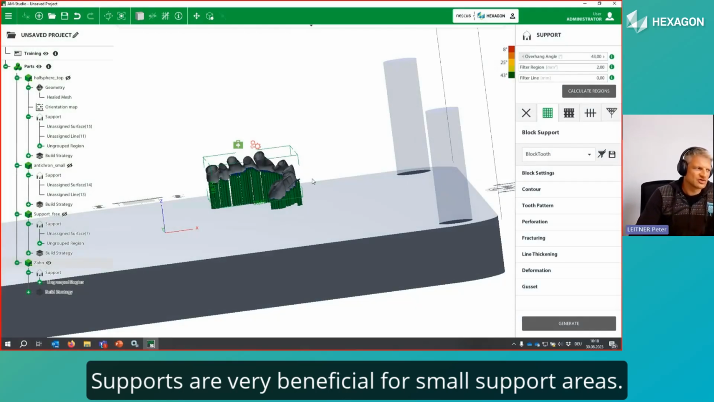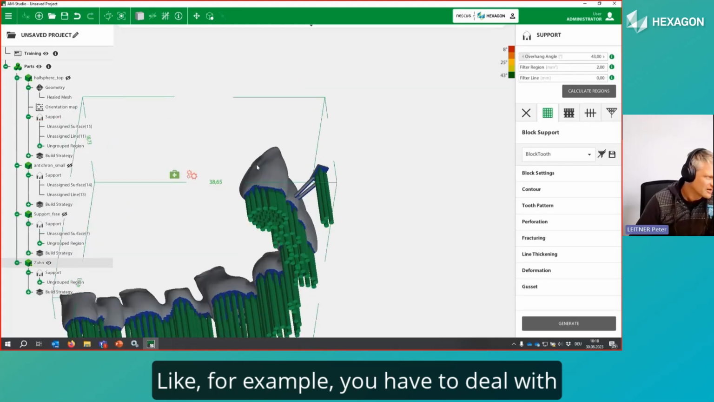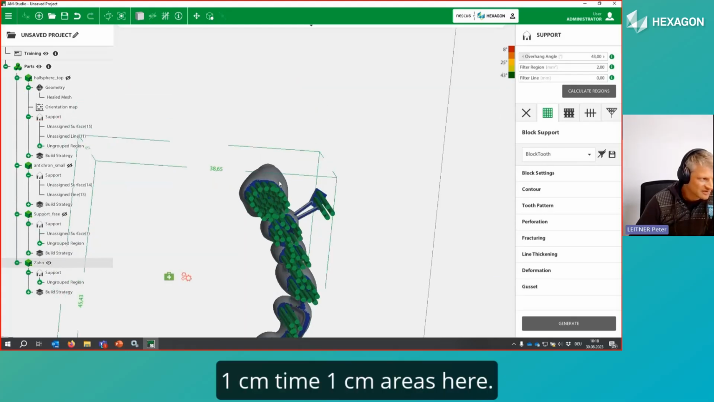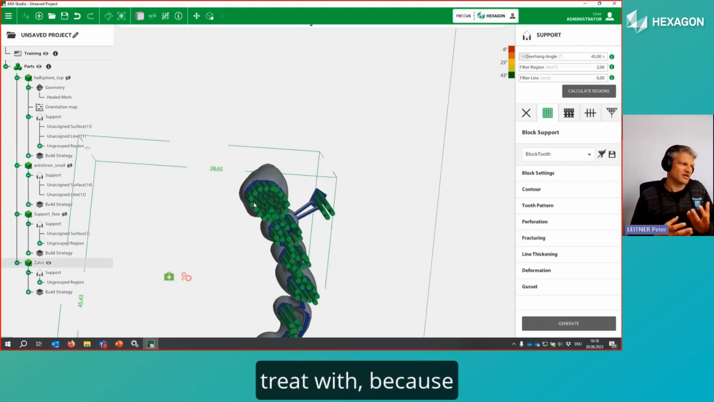Supports are very beneficial for small support areas. For example, you have to deal with 1 centimeter by 1 centimeter areas here. So it's not a big support area that you have to treat.